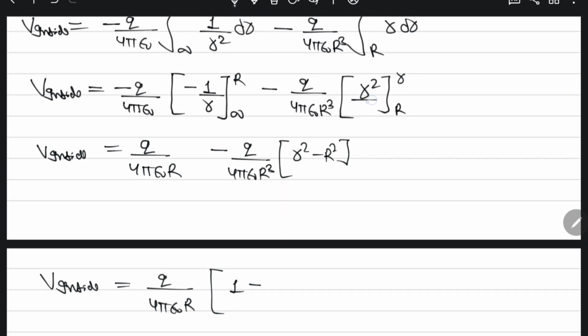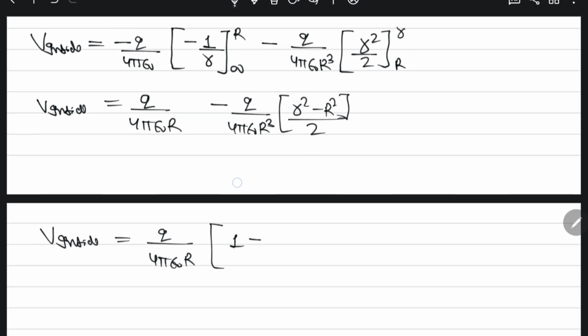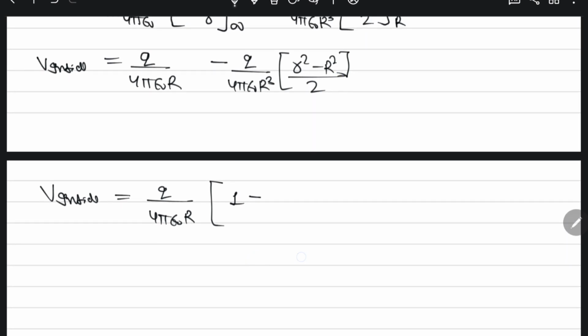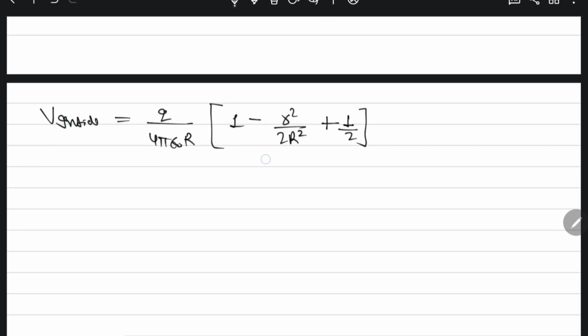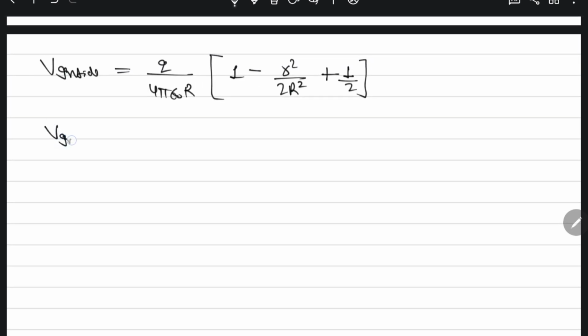Just one more thing, the 2 is also left here, so 1 minus capital R square upon 2 capital R square... here minus 1 by 2, here minus minus, here minus, but here plus. So the potential inside comes out to be q upon 4 pi epsilon naught capital R, times 3 by 2 minus r square upon 2 capital R square.